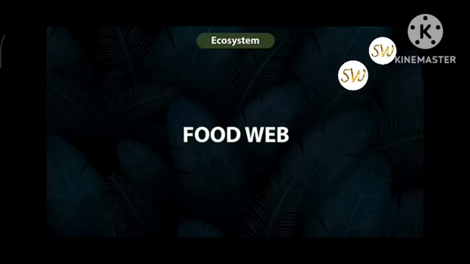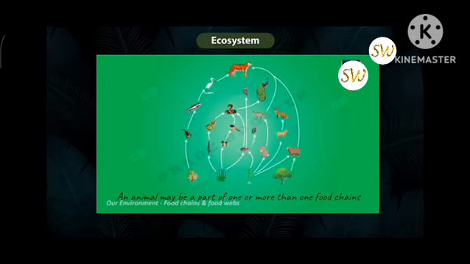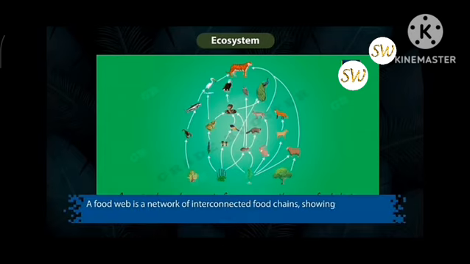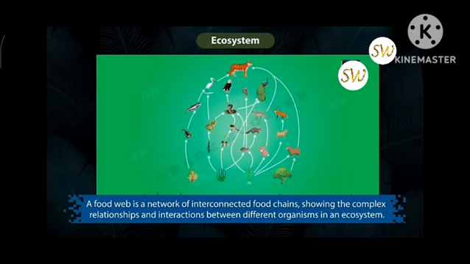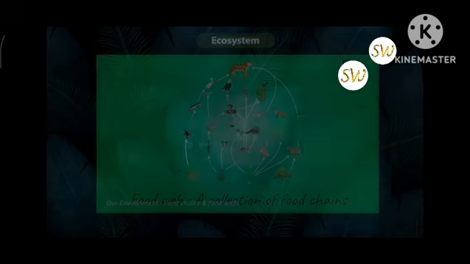Now let us learn about food web. Sometimes one animal found in a food chain of an ecosystem can be a part of another food chain also. That means in an ecosystem, many food chains may be linked with one another. If we present all these food chains in a graphical form, it looks like this. This is called a food web. A food web is a network of interconnected food chains showing the complex relationships and interactions between different organisms in an ecosystem. This is all about food chains, food webs, and trophic levels.